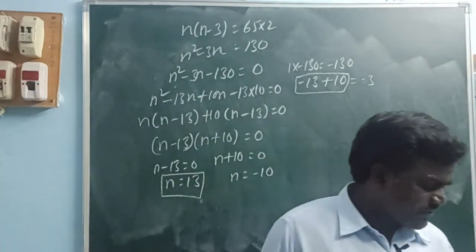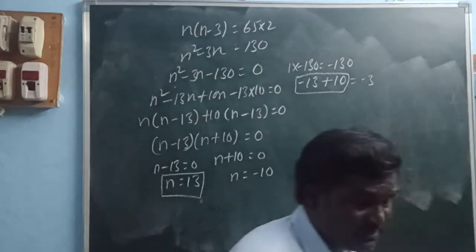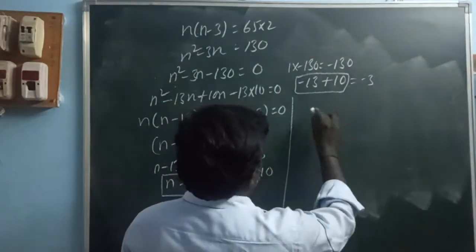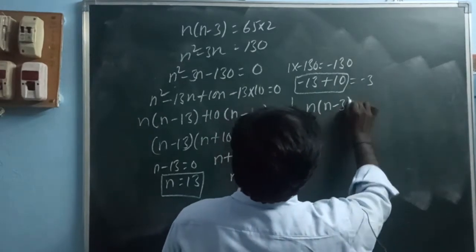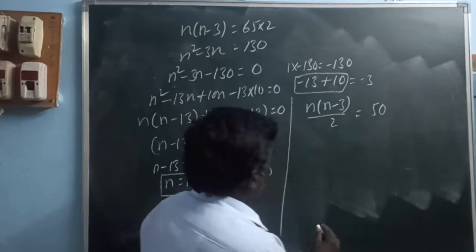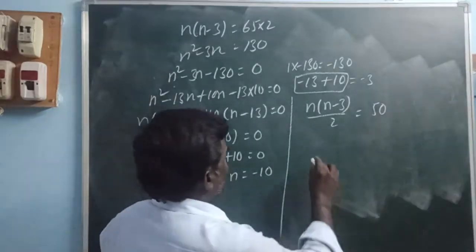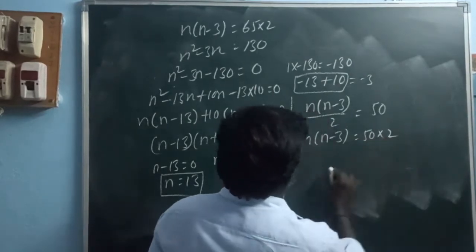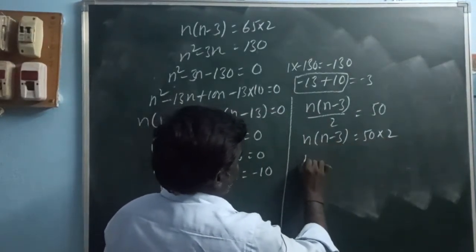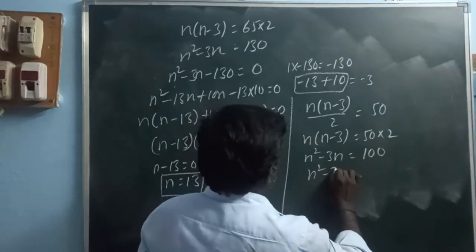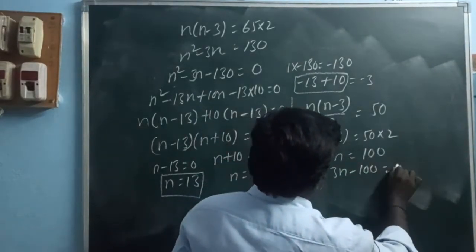The next question is: is there a polygon with 50 diagonals? We do the same. n of n minus 3 by 2 is equal to 50. Multiplying both sides by 2, n of n minus 3 is equal to 50 into 2. So n square minus 3n is equal to 100, that is n square minus 3n minus 100 is equal to 0.